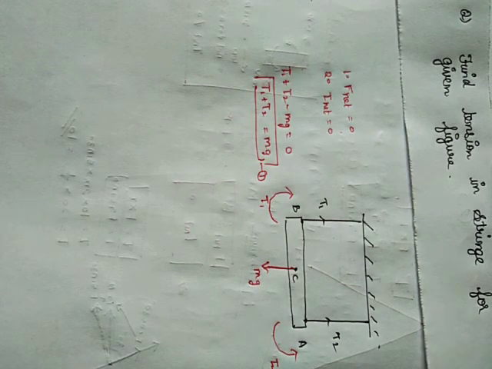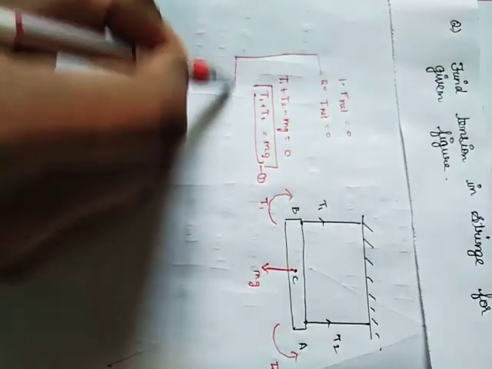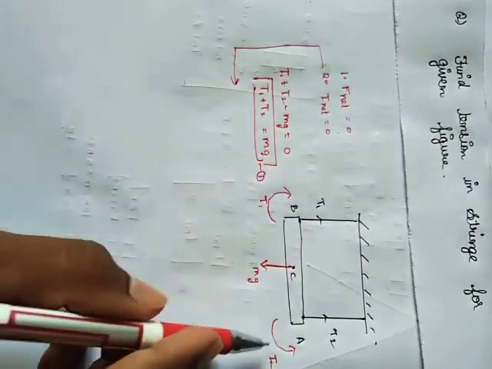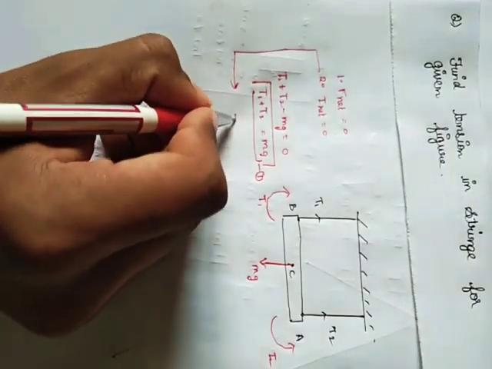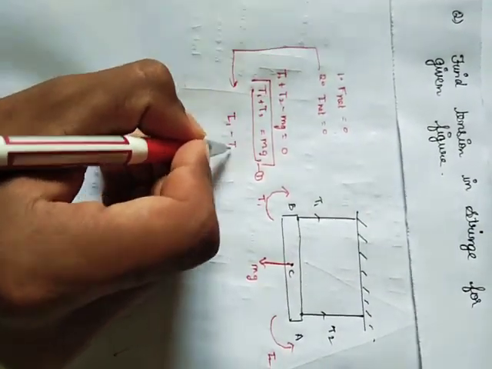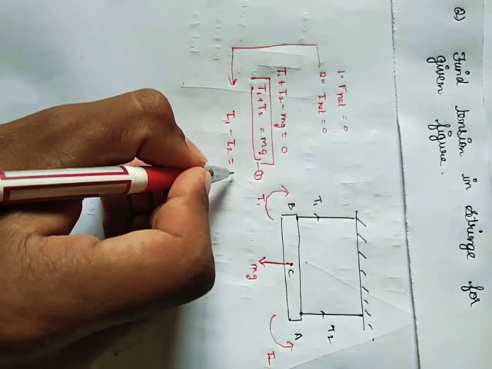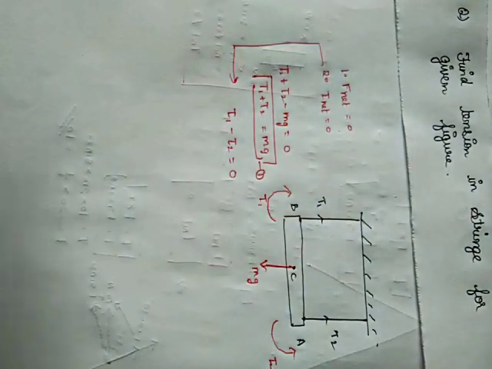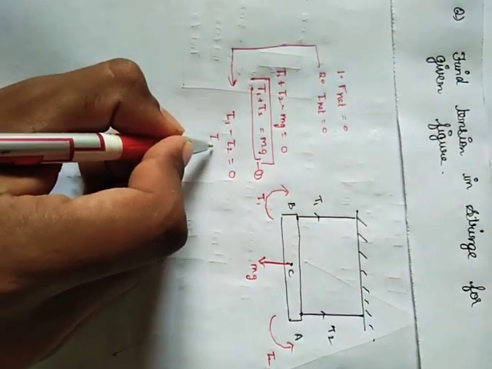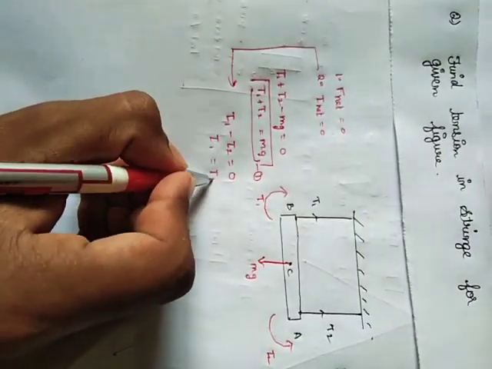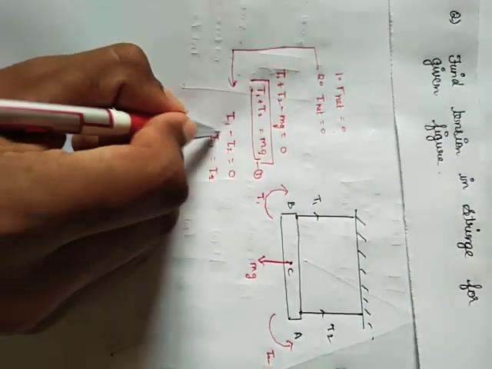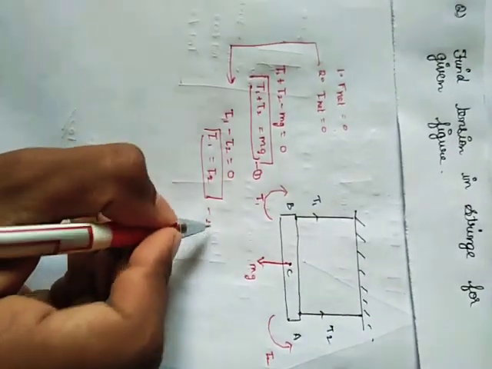From the second condition, what can I make from this? Here this is torque 1 and this is torque 2. They are in opposite directions and the net torque would be 0. This is the second condition. So when the system is in equilibrium, these two conditions are satisfied. So torque 1 must be equal to torque 2. This is my second condition.